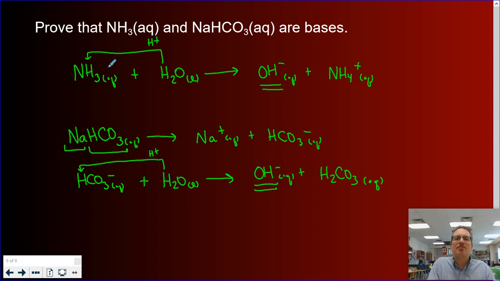Again, in the ammonia category, this would be out of 1 mark because it only took one equation for us to prove it. In sodium hydrogen carbonate, this guy would be out of 2 marks because it took 2 equations to prove it.